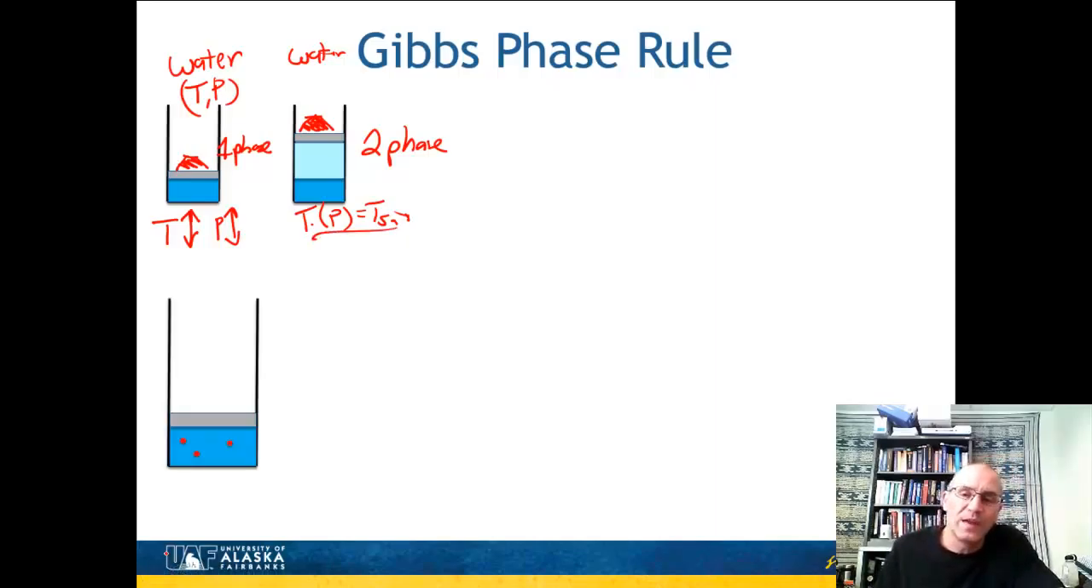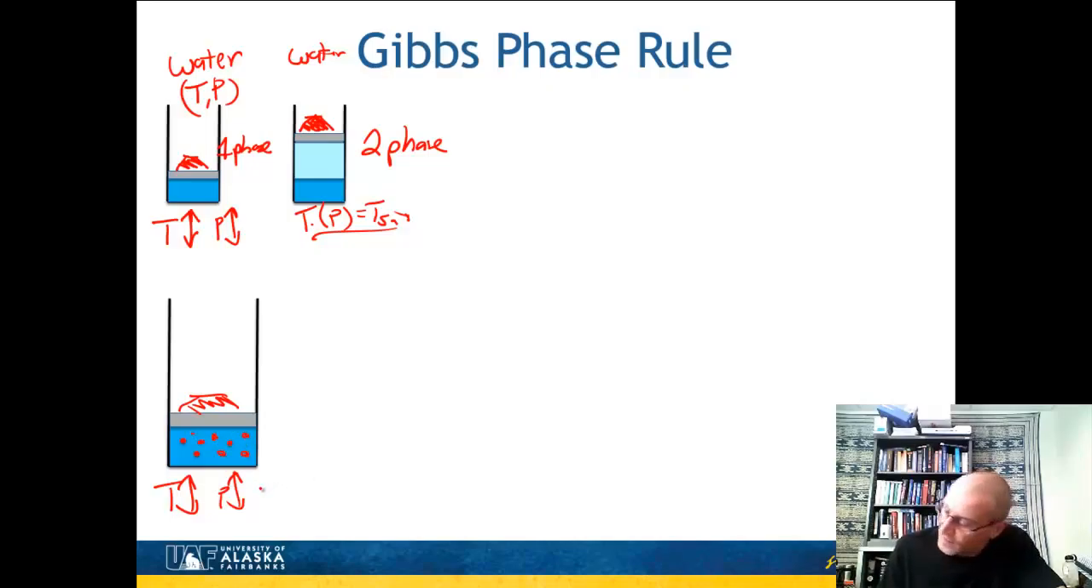Let's expand this now to things that are more than one component. So now imagine I've got this mixture of red and blue, right? And so I could change the temperature. I could make the temperature go up and down. Again, I could put some weights on it. I could make the pressure go up and down. But also, I could just add some more red to it.